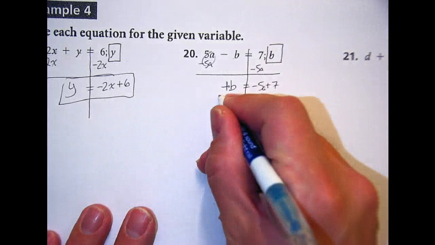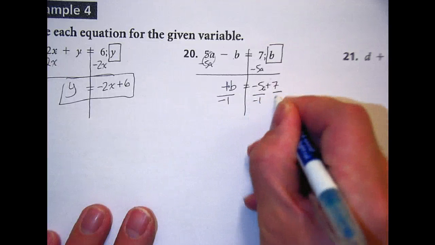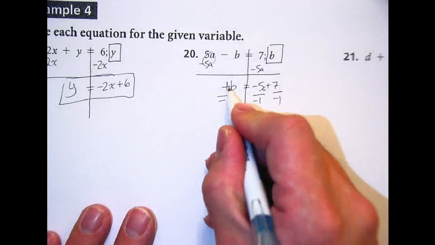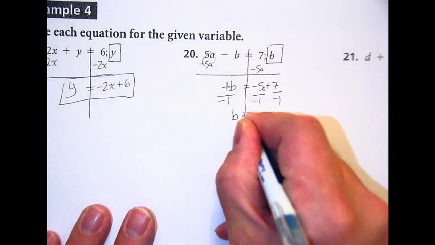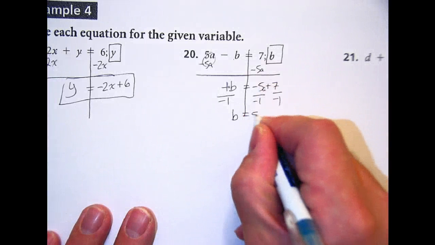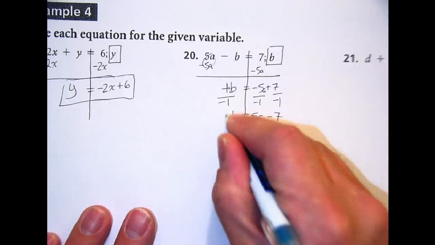Yeah, you do the opposite. You divide by negative 1. You've got to divide everything by negative 1. It's really the same thing as just flipping all your signs around. So this becomes a positive. This negative 5a becomes a positive. And this positive 7 becomes a negative.